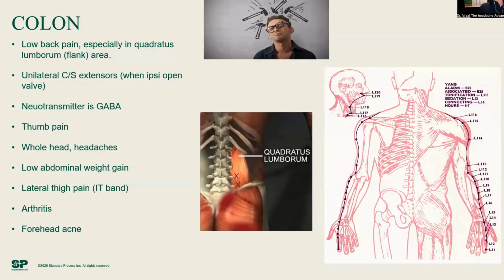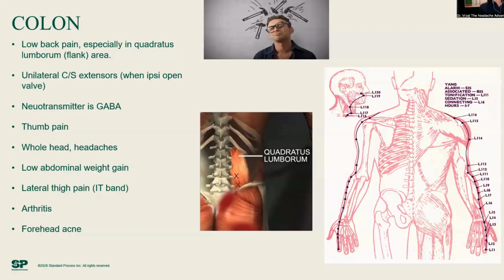So the neurotransmitter is GABA. GABA is the brain's control of the colon in a very general sense. We'll talk a little more about that in a few. Again, thumb pain, whole head headaches. Lower abdominal weight gain is another sign that we've got chronic colon issues. So that infamous muffin top is an indication that there are colon concerns going on. We've got a slide for that coming up.